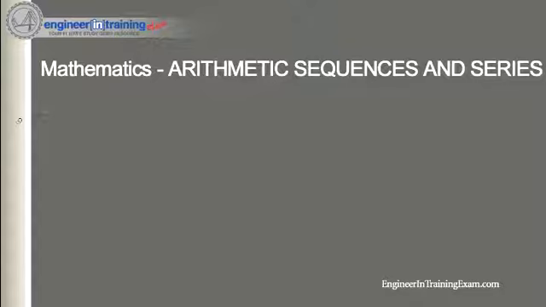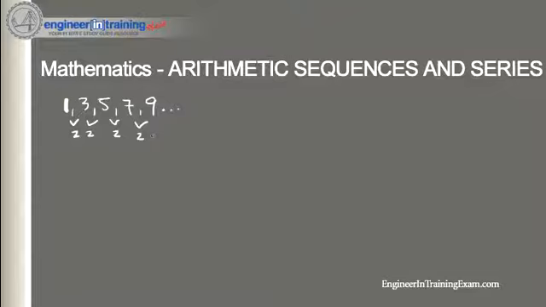An arithmetic sequence is a sequence where each consecutive term is derived from the previous term by addition or subtraction of a fixed number called a common difference. Now the sequence 1, 3, 5, 7, 9, and so on is an example of an arithmetic sequence. The pattern is that we are always adding a fixed number of 2 to the previous term, and that's our common difference.